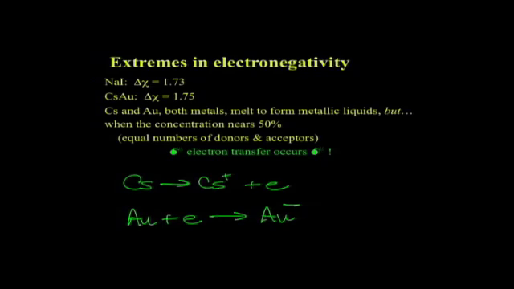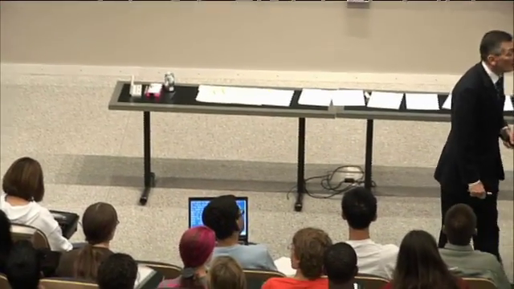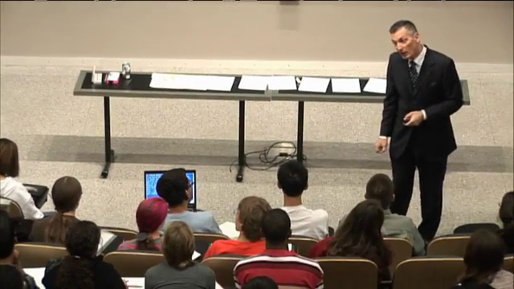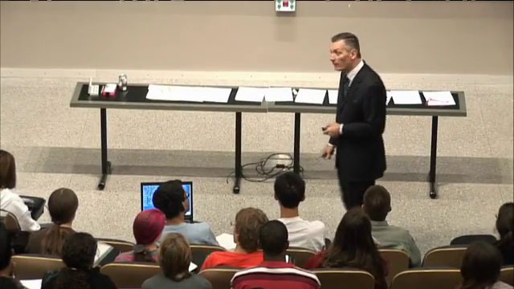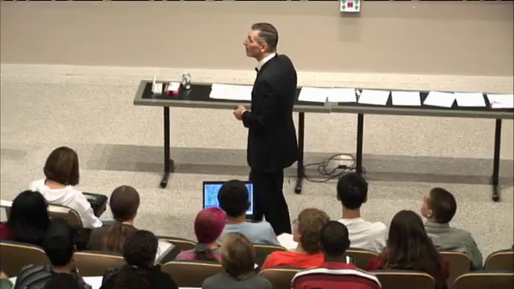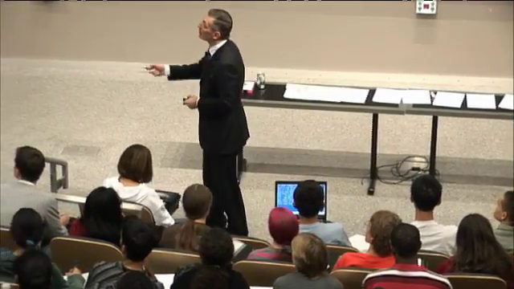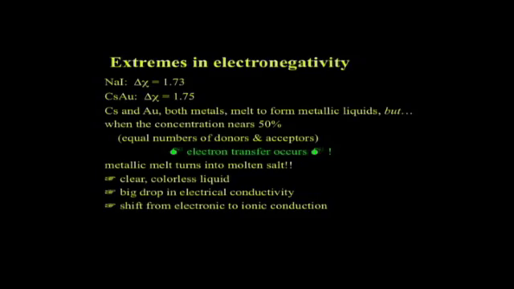So cesium gives its electron to gold, and gold becomes the negative gold ion. And what color is every ion? It's got a stable octet configuration. It's got to be the same color as neon, argon, helium. They're clear and colorless. Big drop in electrical conductivity and a shift from electronic to ionic conduction.